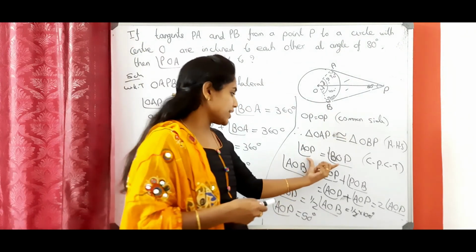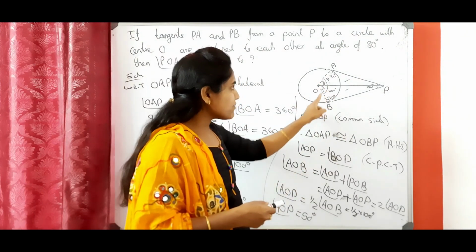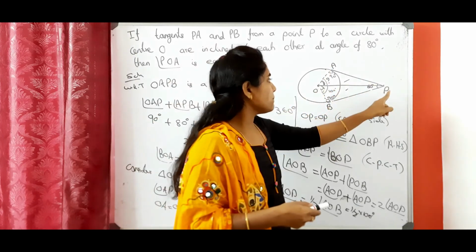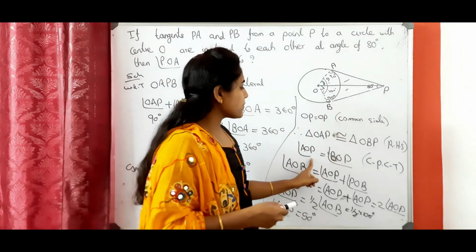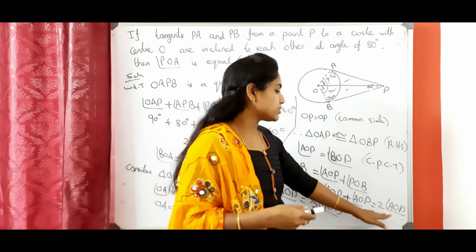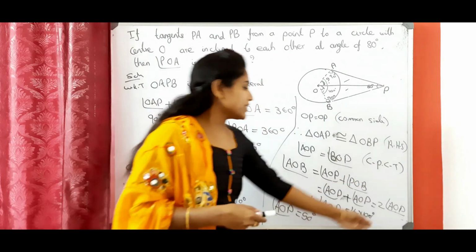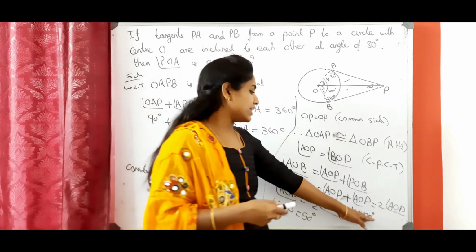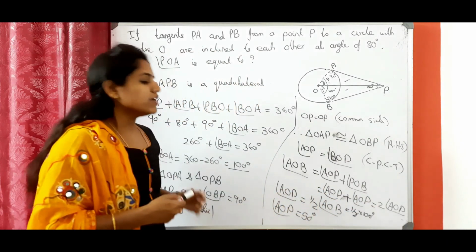So both are also equal. So the full angle we can split as AOP plus POB. Now we proved these two are equal. So instead of this again we can write AOB, so we will get 2 into angle AOP. If I take this 2 here, 1 by 2, and apply the value 100, if we cancel we will get 50 degree.